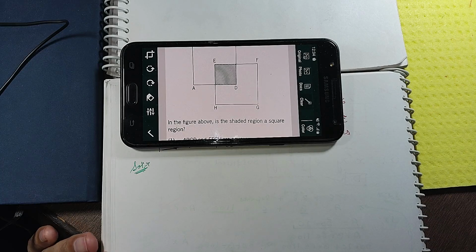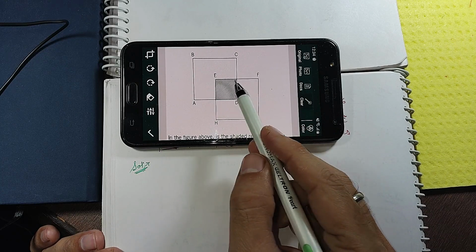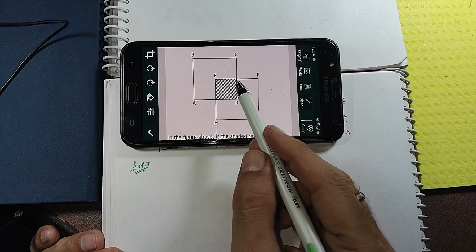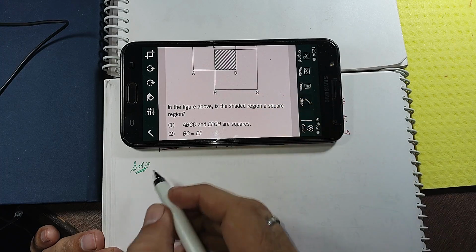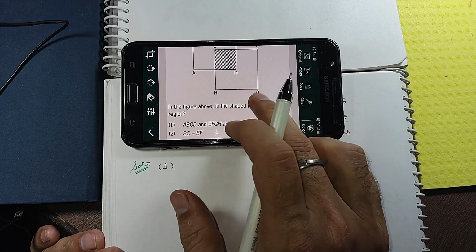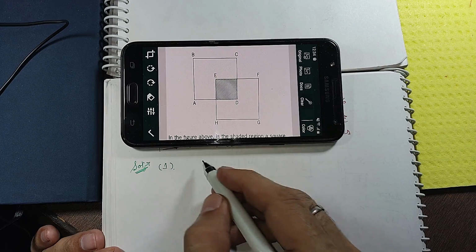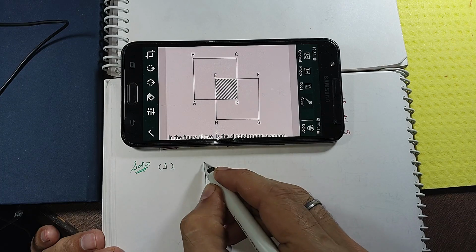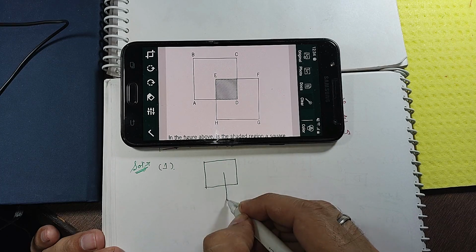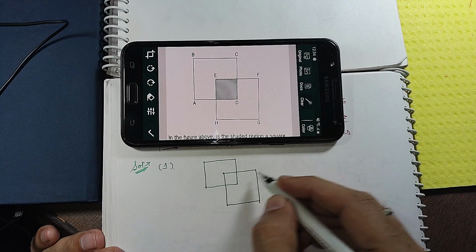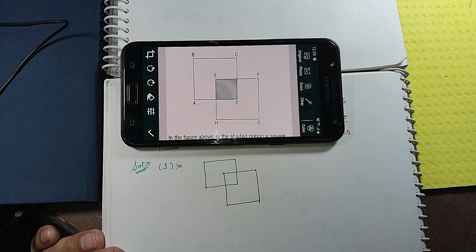In the figure above, is the shaded region a square region? We have been given two figures in which the area which is overlapping, and we have to find whether it is a square region or not. Now let us move to the statements. The first statement says that ABCD and EFGH are squares. This information doesn't help us find whether the overlapping shaded region is a square, because it can be overlapped like this also, or in a way that it must be a square. So statement 1 is not sufficient to answer this question.